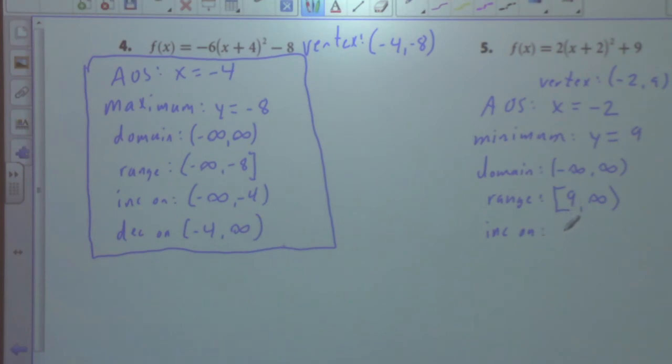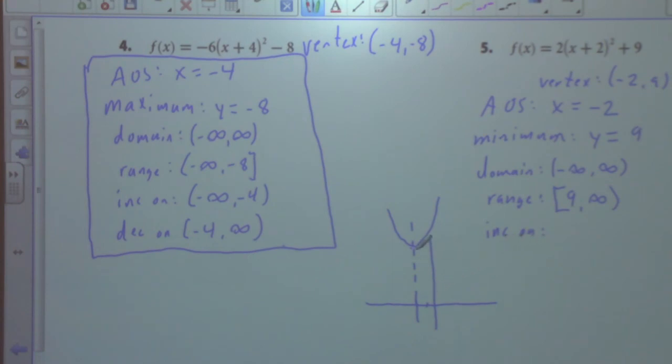Negative infinity to negative 2. Oh, wait, negative 2 to... okay, let's take a look at this. Let me draw a little sketch here. Okay, we got -2, 9. So here's our vertex at -2, 9. And we know the thing's going like this, right?